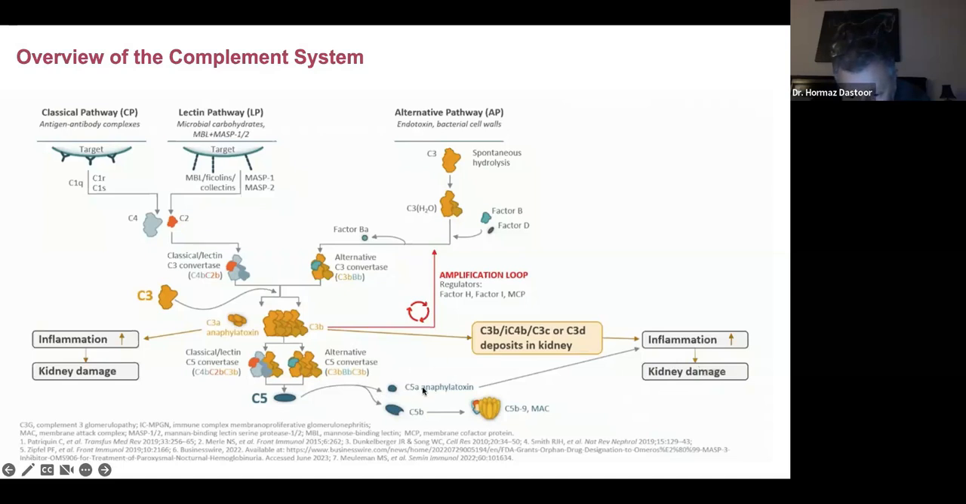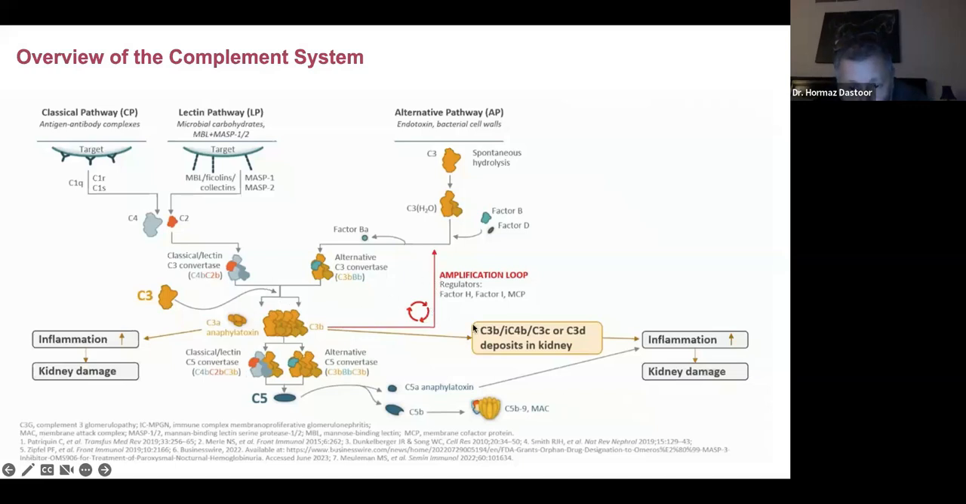C5a, as I showed you last time, is the molecule which is responsible for ANCA vasculitis, and if you block this molecule, you can treat ANCA vasculitis. Now, C3b also plays an important role in the amplification loop, which means that once you have C3b, C3b amplifies this process of C3 convertase activation, and it results in further C3 production and further C5b-9.